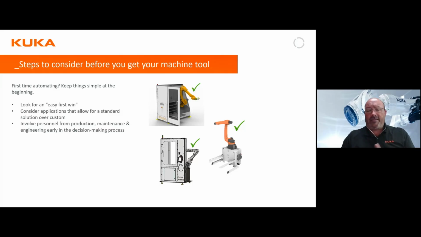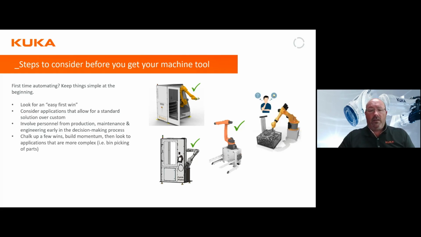A major part of being successful with your automation is to involve your team, the team that will support and maintain the equipment once it's on your floor. And then once you have success in automating these easier applications, you've got your team trained up, you may want to venture into some more complex applications. I show here 3D bin picking as an example, but truly you want to make sure that the justification behind more complex automation warrants the investment.